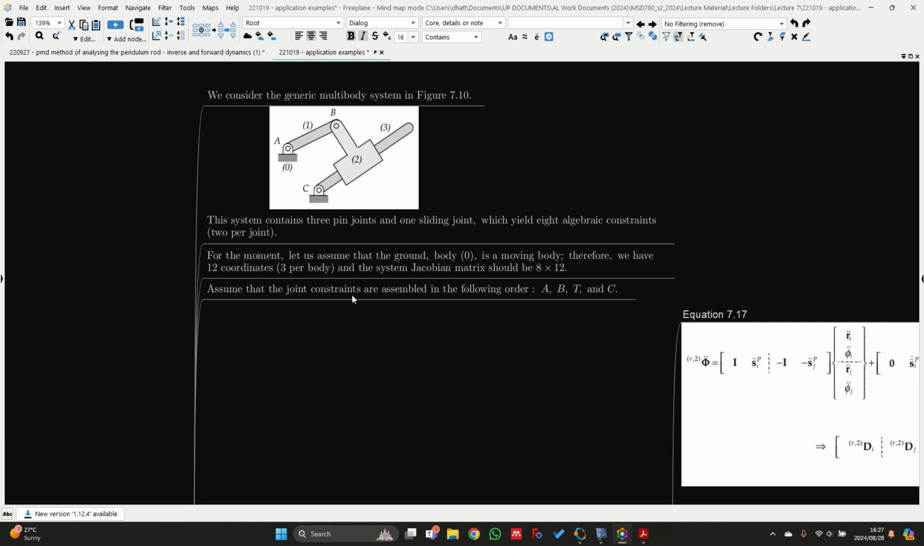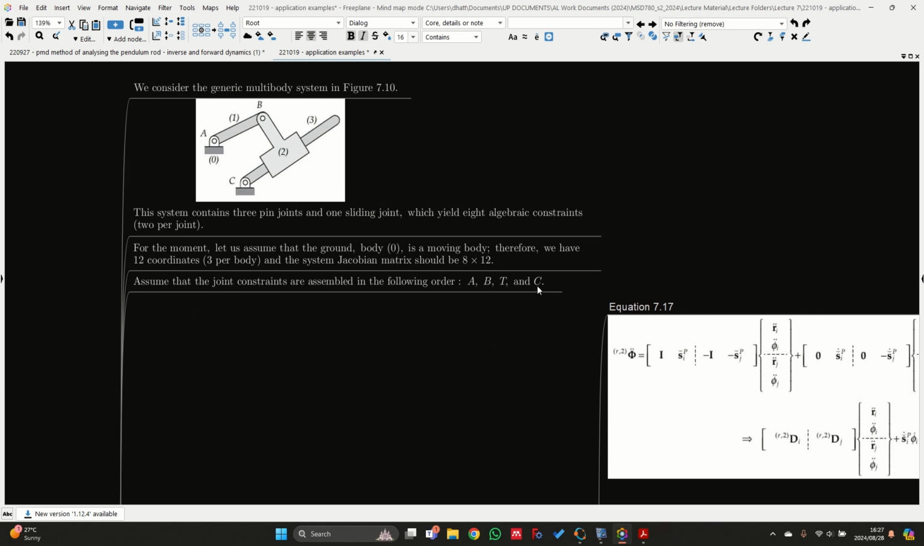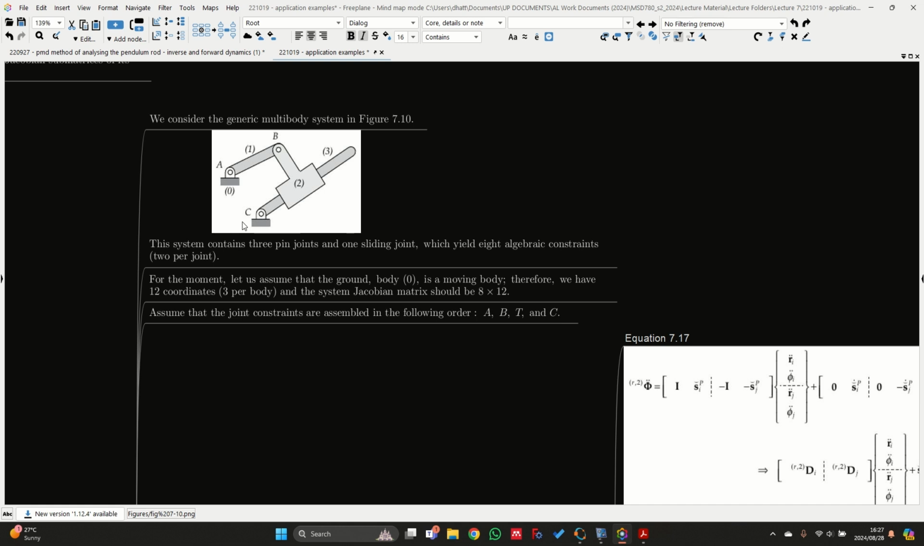Assume that the joint constraints are assembled in the following order. So we have A, B, T, and C. We first have pin joints A and B. Then we have the translational joint T, which acts along the longitudinal axis of body 3. And finally, we have pin joint C as well, which is situated over here.